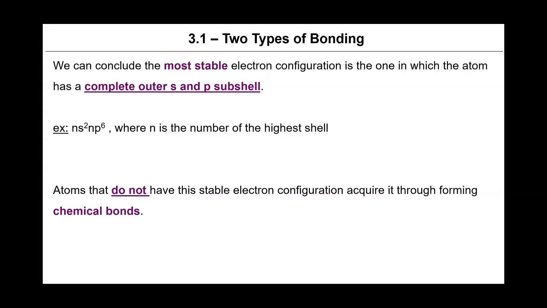So what we can conclude is that the most stable electron configuration, the one in which atoms don't want to change, is when our atom has a completely filled up outer S and P subshell. That is, that their electron configuration ends with ns2 np6, where n represents the number of the highest shell. So if atoms don't have that stable electron configuration, that is that they are not a noble gas, then how they're going to get it is through forming chemical bonds.